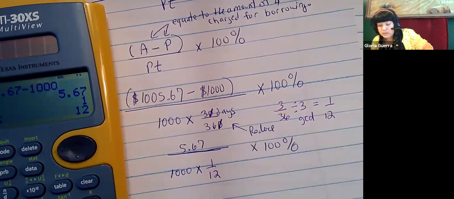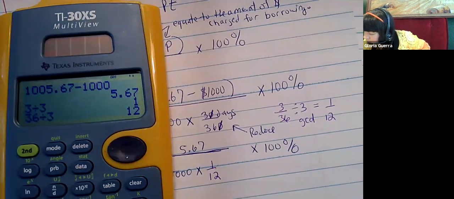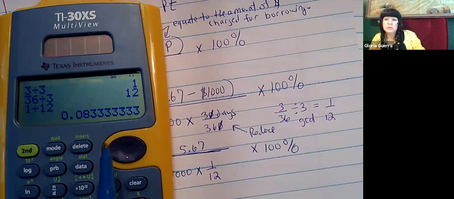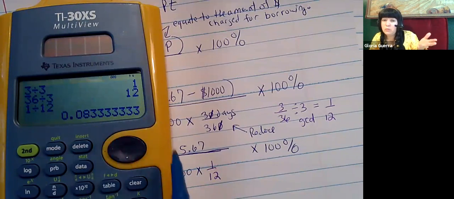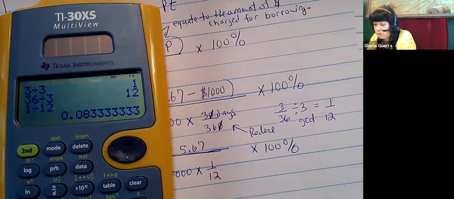Now, let me just see if 1/12 terminates, or does that give me a repeating decimal? What is 1 divided by 12? Oh, no, that's repeating, yeah. So just leave it. Work with the 1/12. You do not have permission to terminate that because you have round off error when it's long repeating like that. So just leave it at 1/12, okay?